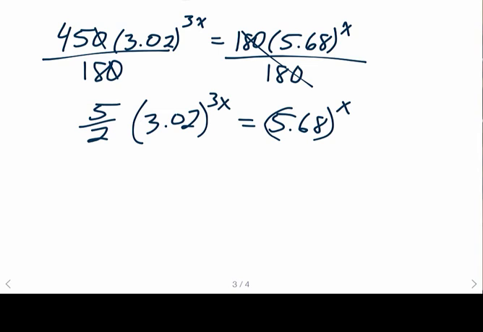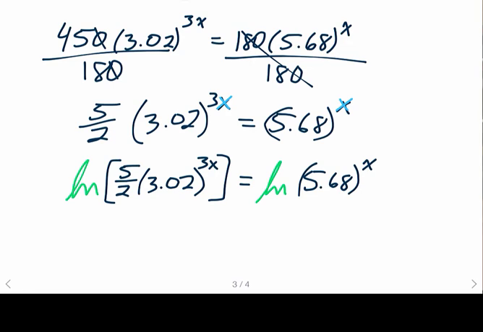Now I'm not going to try to get too clever here. I'm just going to say, look, we have variables in exponents. When that's the case, I want to apply logs to both sides. I'm going to use the natural log. And so I have the natural log of 5 halves times 3.02 to the 3x is equal to the natural log of 5.68 to the x.